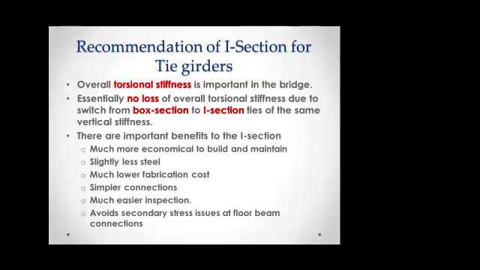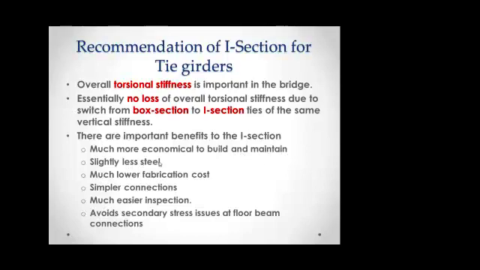We have the hot rolled section, and we have the box section. Even though you can use either the box section or the I section, I sections have more advantages compared to the box section. I'll show you where. Here they are saying there is essentially no loss of overall torsional stiffness due to switching from the box section to the I section, with ties of the same vertical stiffness. There are important benefits of the I section: much more economical to build and maintain.